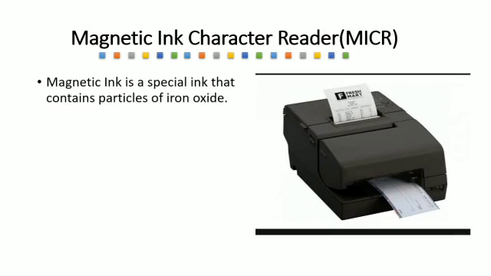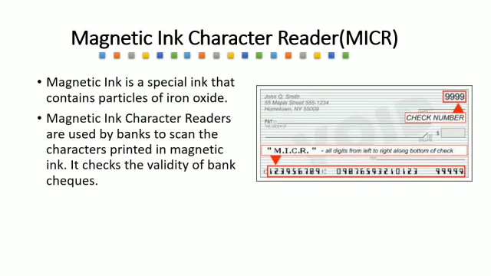Next one is MICR, that is magnetic ink character reader. Magnetic ink is a special type of ink that contains particles of iron oxide.